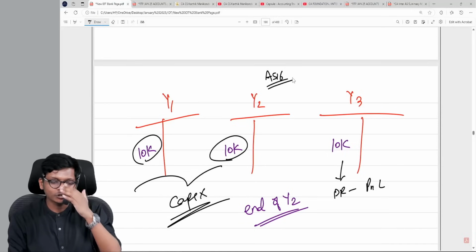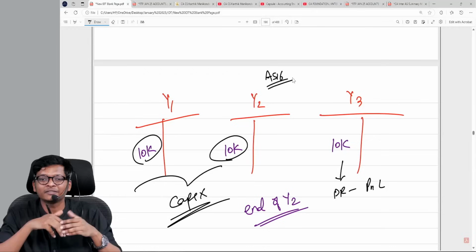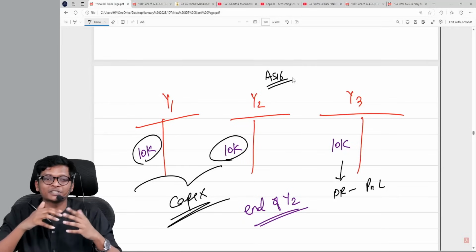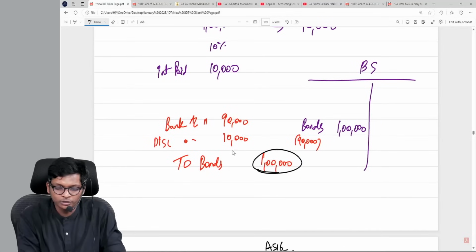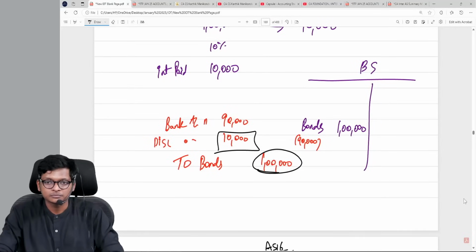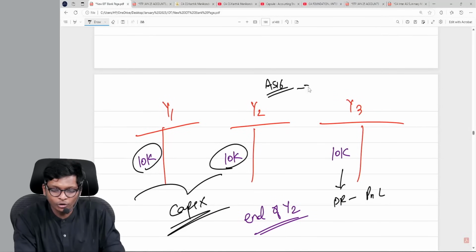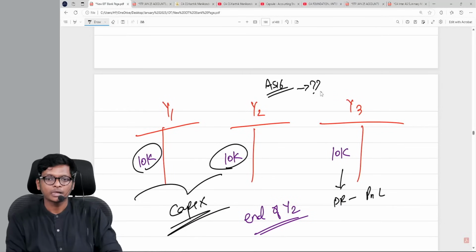This is borrowing cost. If this was the question, I won't even be solving. I'm solving because it's a new question. Otherwise, I will show answer. But interest I have accounted. What about the discount? Discount, is it a borrowing cost? Is discount a borrowing cost?